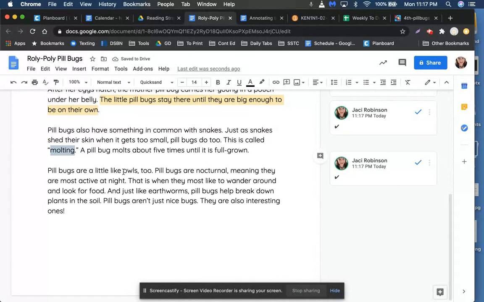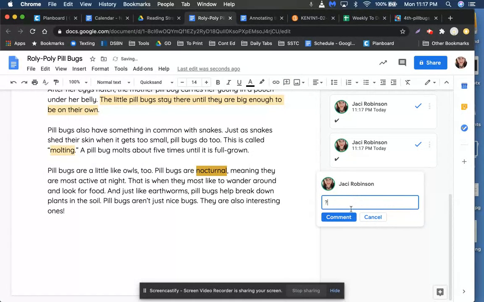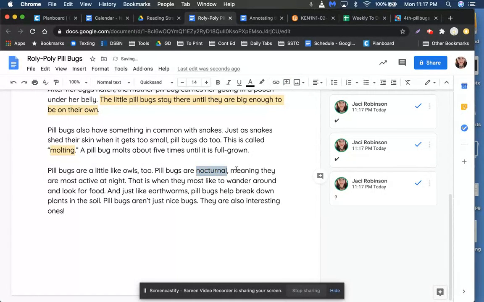Pill bugs are like little owls too. Pill bugs are nocturnal. So maybe I don't know what the word nocturnal means, so I'm going to put a question mark here. And then, meaning they are most active at night. Okay, so I got my answer, but I'm going to keep that there just as a reminder. And just like earthworms, pill bugs help break down plants in the soil.